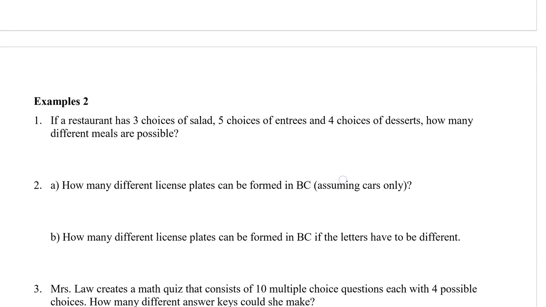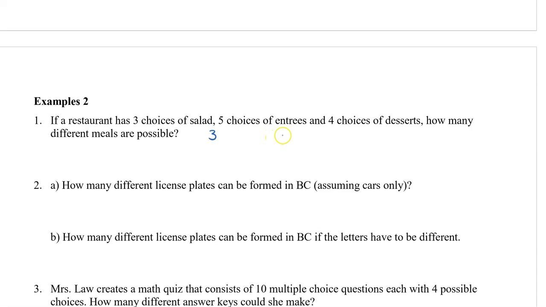So let's say that a restaurant has 3 choices of salad, 5 choices of entrees, and 4 choices of desserts. How many different meals are possible? Now we're going to assume that we have to pick 1 salad, 1 entree, and 1 dessert. Or I'm going to say that we have to do this, even though I didn't write it in the question. So we have 3 choices of our salad. So we would say that we have 3, okay?